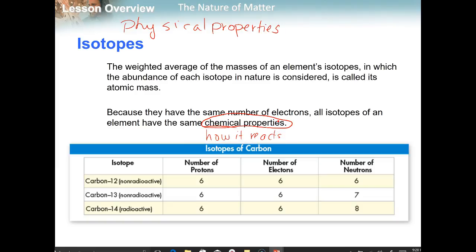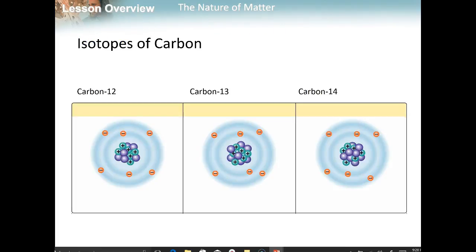Does it fizz, does it explode, does it give off light? Those are reactions that it would have. So when we look at these, all of these have the same chemical properties. They do the same thing, they just have a different atomic mass. When we take a look at the picture, here's that carbon-12 that we've seen before. We've got 6 protons, 6 neutrons, and 6 electrons.